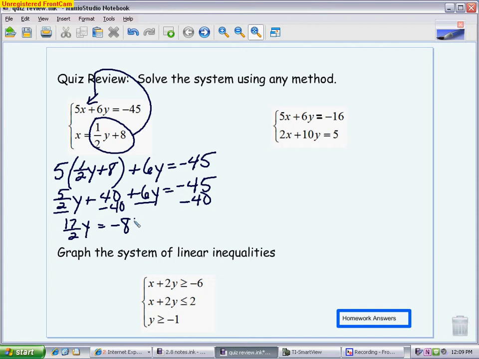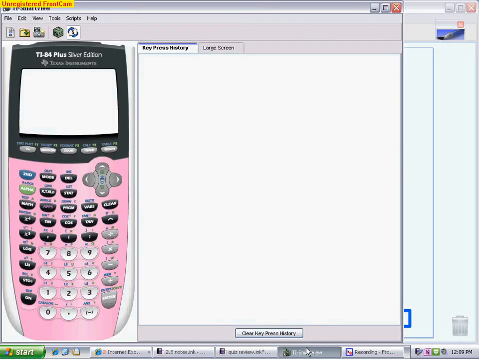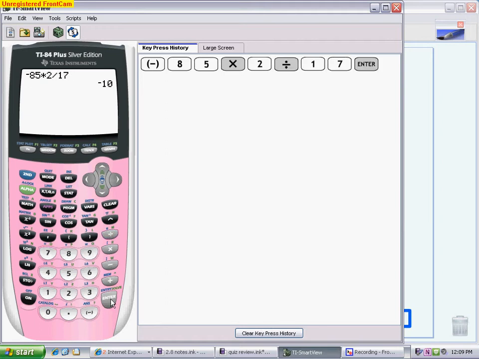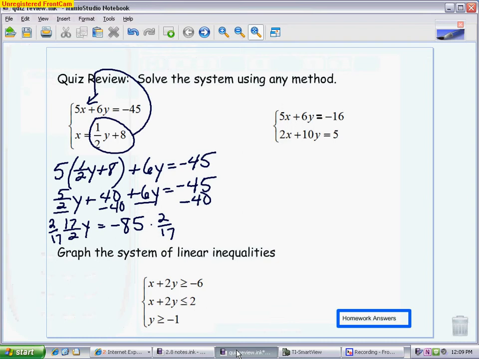You get negative 85. And then finally, I'm going to multiply by the reciprocal. I'm going to multiply by 2 over 17. If you need to, you can pull up your calculator, type in negative 85 times 2 over 17. So negative 85 times 2 divided by 17. And I get negative 10. So that tells me that y equals negative 10.